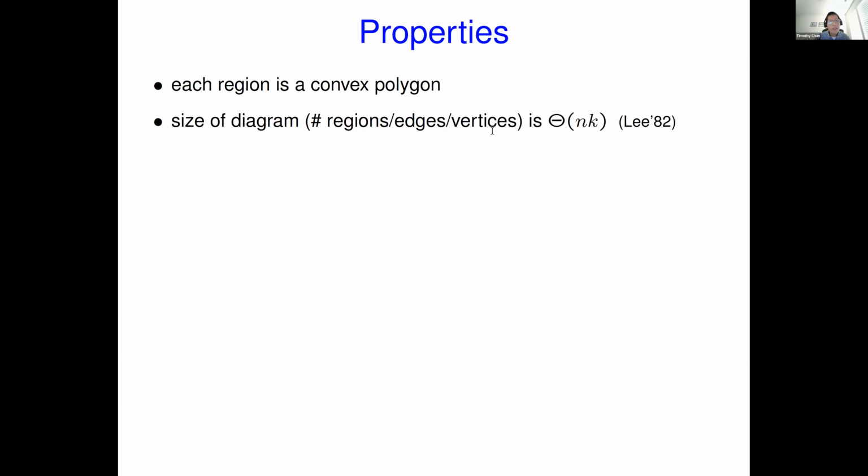So the question we're going to address is the algorithmic question. How fast can you construct the order k Voronoi diagram? And surprisingly, this has remained open till now, despite the long history of the problem, as I've said.